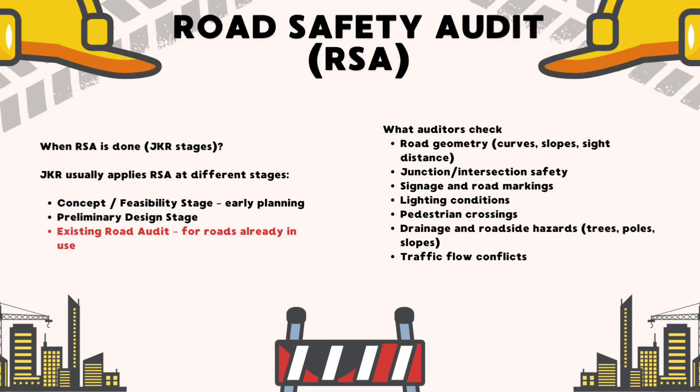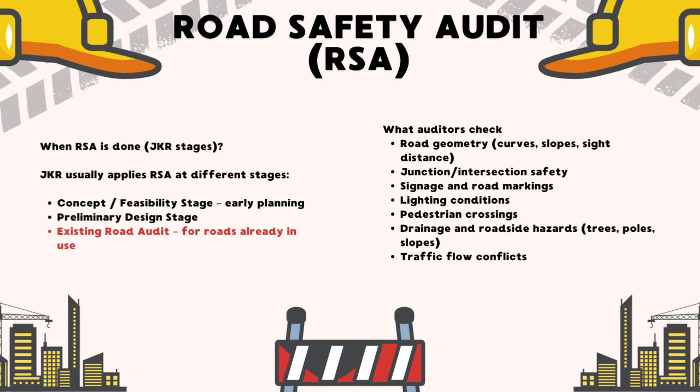The main purpose of RSA is to ensure that roads are safe for all users including drivers, motorcyclists, pedestrians and cyclists. It helps engineers to detect possible design issues such as poor visibility, unsafe junctions or missing road signs early in the planning or construction stage.